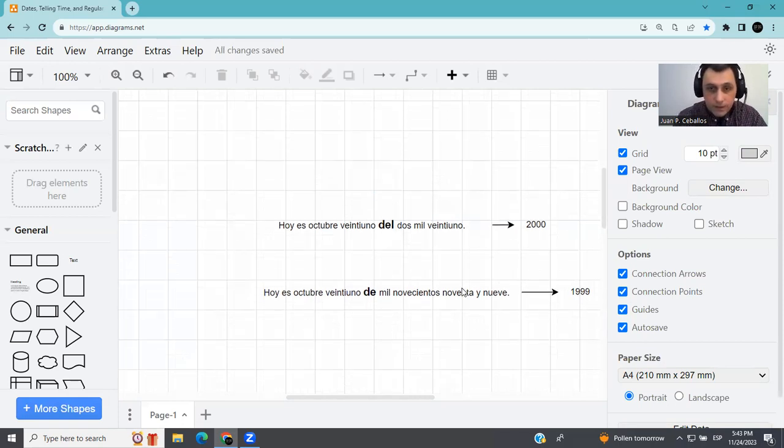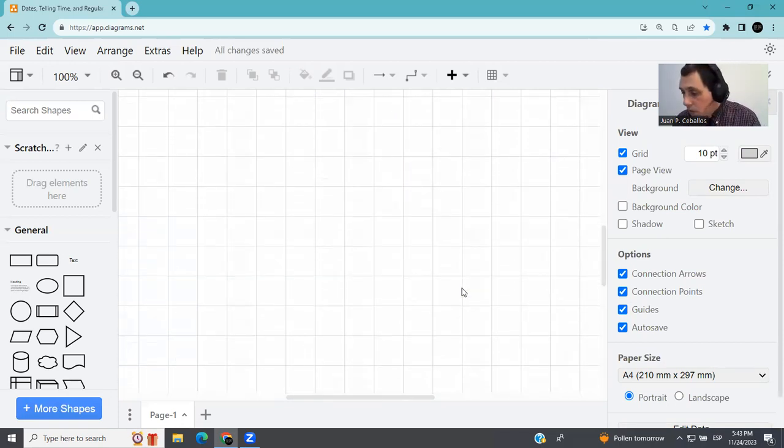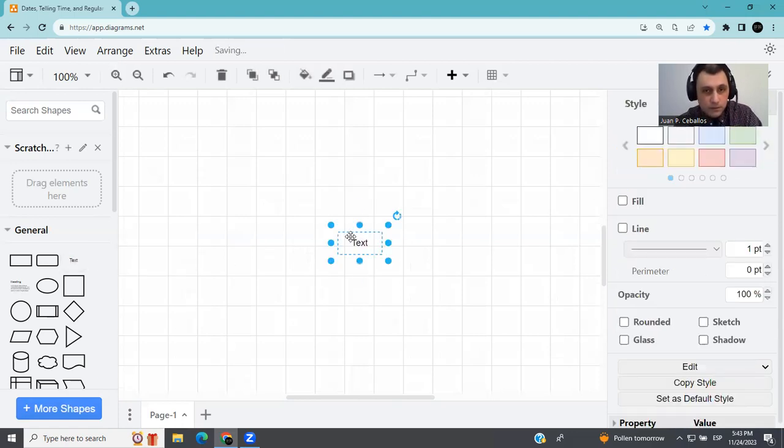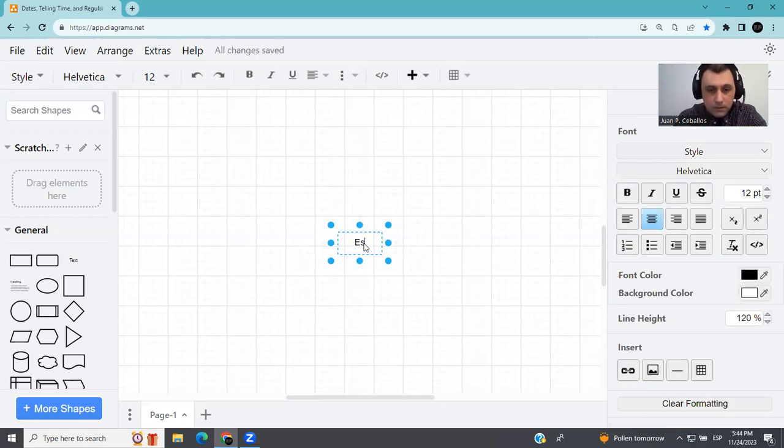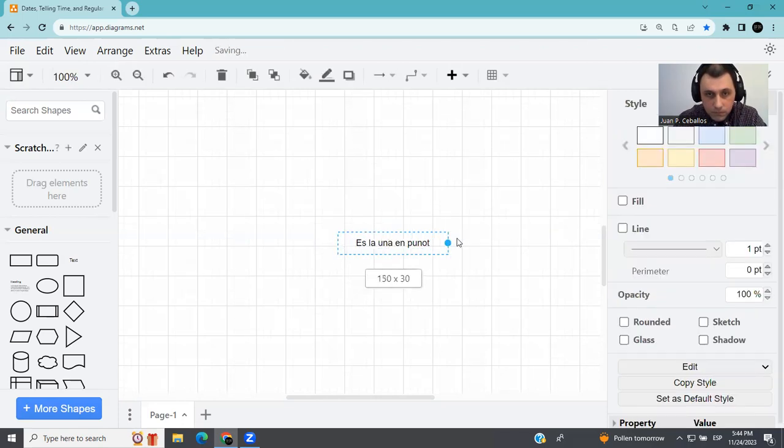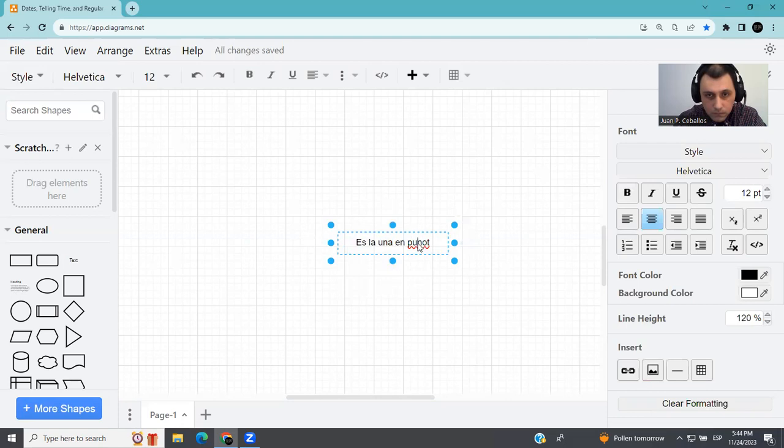The next thing that I want to explain to you is o'clock in English. And we are going to talk this time about time. So for example, I want to say it is 1 o'clock. How will you say that in Spanish? You will say it like this. Es la una en punto. It is 1 o'clock.